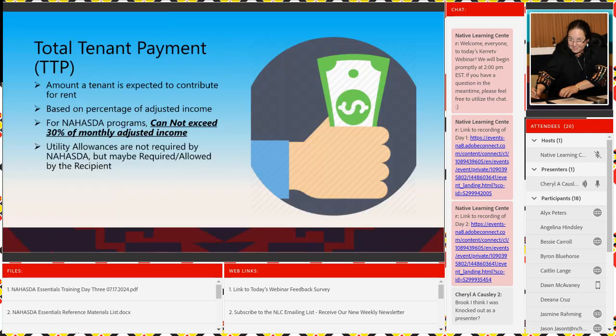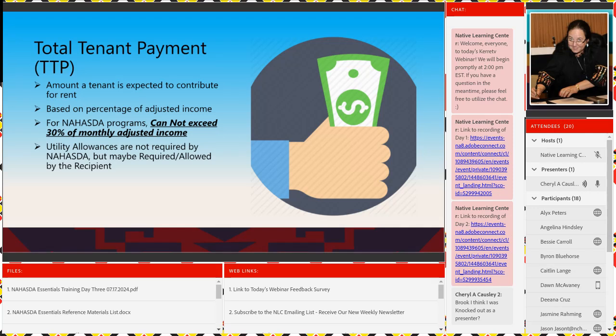Your total tenant payment, your TTP, is the amount a tenant is expected to contribute for rent. It's based on a percentage of the adjusted income. For NAHASDA programs, that cannot exceed 30% of that monthly adjusted income. You see what they want you to make sure that you remember at all times.